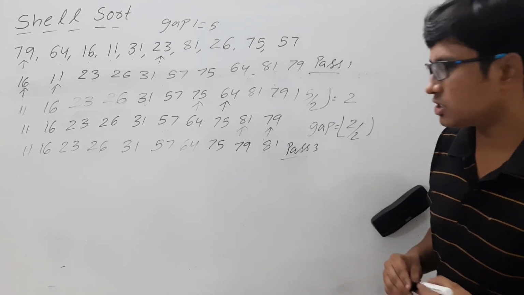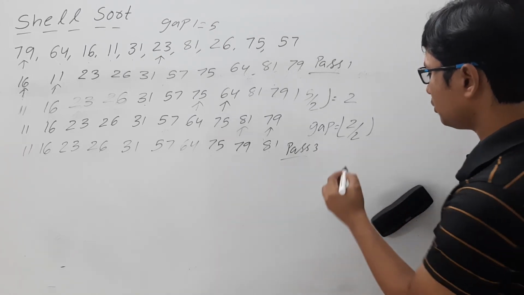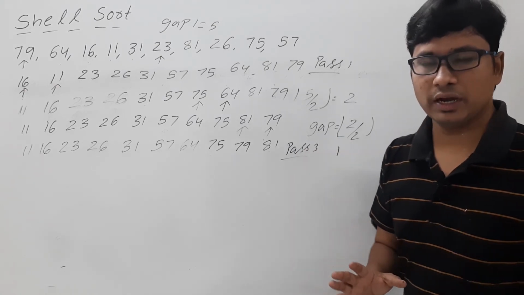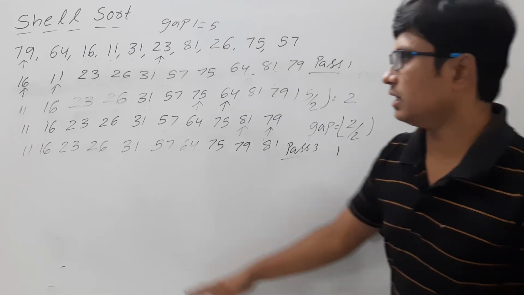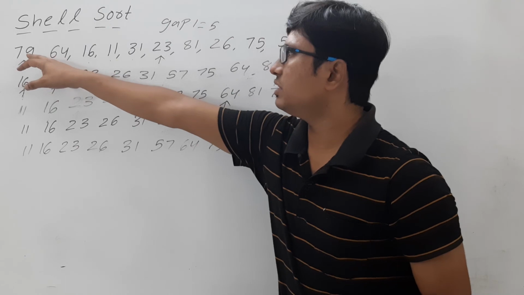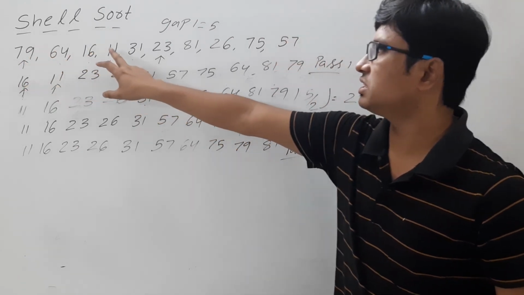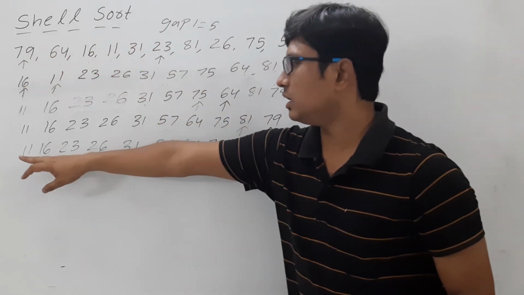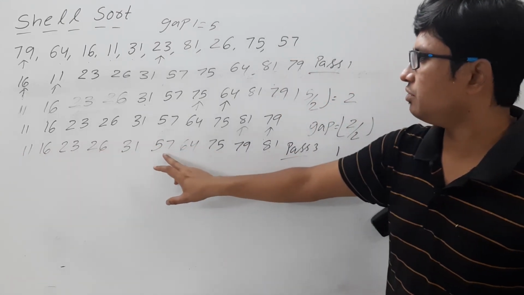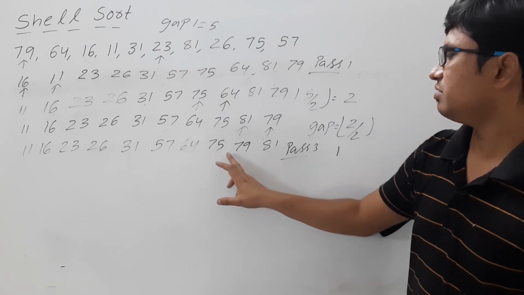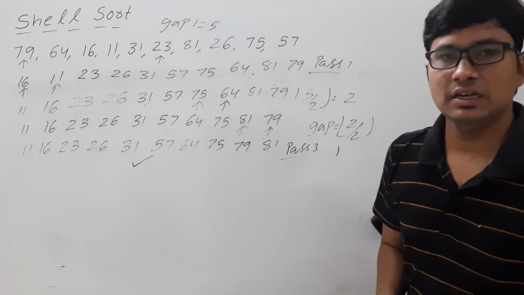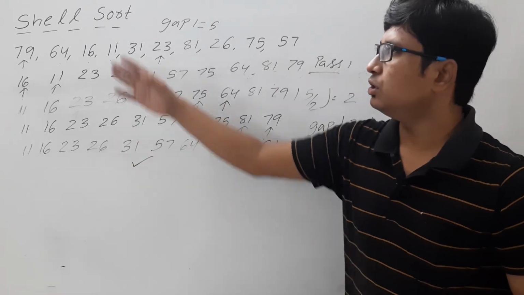Okay, so you can stop up to pass 3. Why? Because now the gap is equal to 1. Once the gap has reached 1, you can stop the process and you can see the elements are already in sorted order. We gave the input as 79, 64, 16, 11 like that, and I got the elements as 11, 16, 23, 26, 31, 57, 64, 75, 79 and 81. So we have arranged the elements in increasing order using the shell sort.